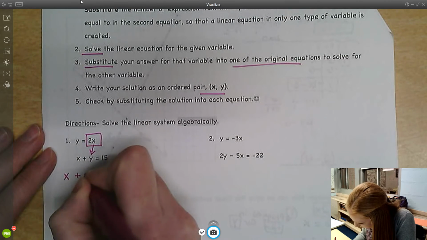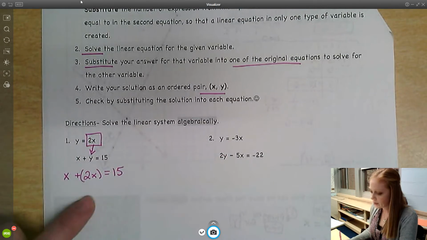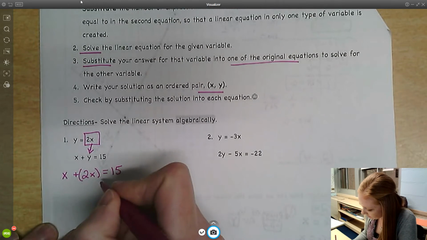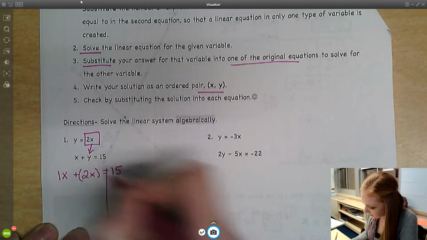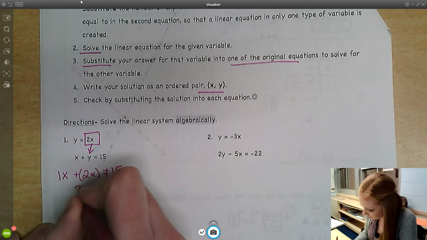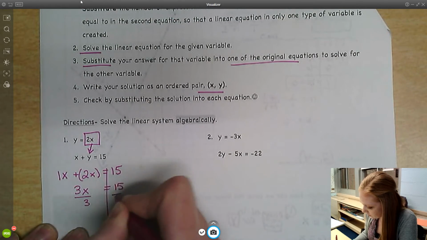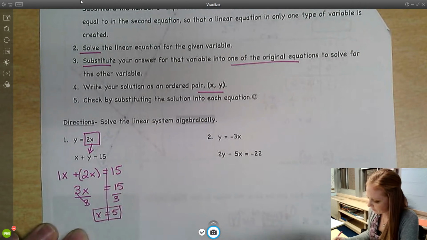So instead of a y there, we're going to have a 2x. I'm just writing it in parentheses so you can see that I'm plugging in that 2x for y. All right, now we can solve. So we have an x, this is a 1x and a 2x. We can combine those and get 3x equals 15. Divide both sides by 3. We know x is 5.